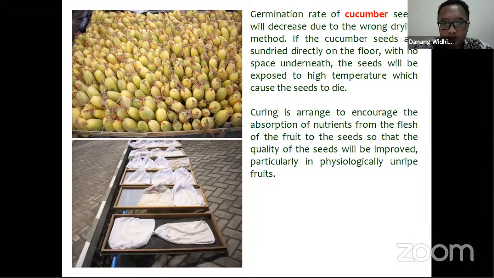Penjemuran ini juga harus melalui proses yang tepat. Biasanya ada yang melakukan penjemuran langsung di atas lantai jemur yang cukup panas, dan ini ternyata berpengaruh besar terhadap viabilitas benihnya. Setelah pengeringan, benih ini biasanya menjadi mati karena terkena suhu tinggi dari lantai jemur itu. Sehingga pengeringan ini pun perlu dilakukan dengan benar. Ada 2 metode, yang saya tampilkan di sini adalah pengeringan dengan matahari, ada juga yang menggunakan dryer, mesin pengering. Untuk yang matahari, tidak boleh langsung bersentuhan dengan lantai jemur supaya tidak menyebabkan tingkat kematian benih yang tinggi.